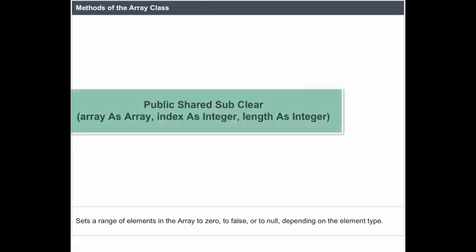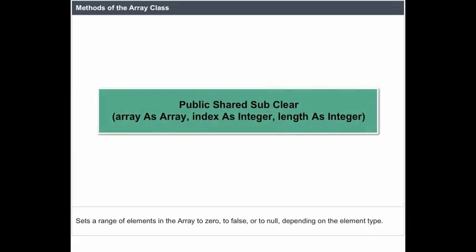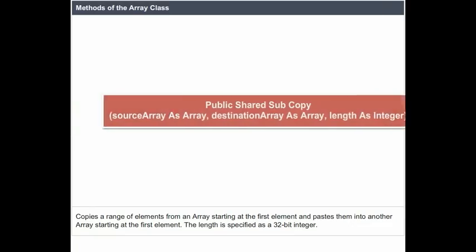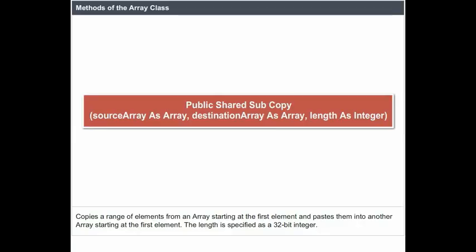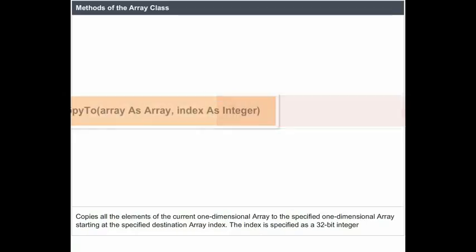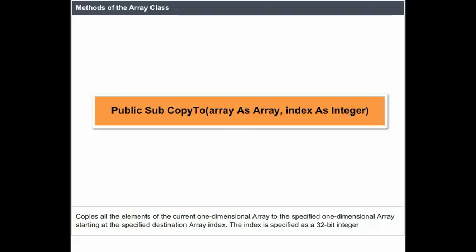Methods of the Array class. Clear sets a range of elements in the array to 0, to false, or to null, depending on the element type. Copy copies a range of elements from an array starting at the first element and pastes them into another array starting at the first element. The length is specified as a 32-bit integer. CopyTo copies all the elements of the current one-dimensional array to the specified one-dimensional array starting at the specified destination array index. The index is specified as a 32-bit integer.